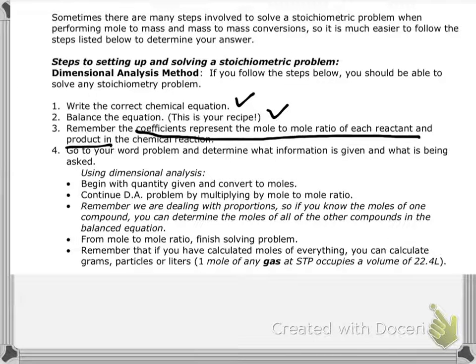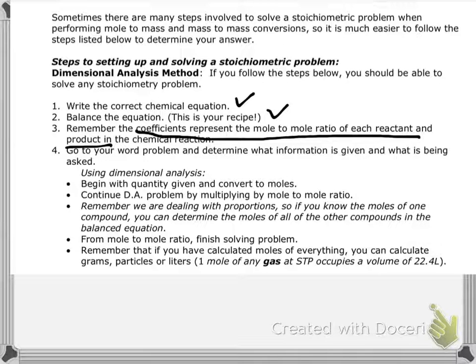Then you're going to look at your problem you're trying to solve for and figure out what it's giving you and what it's asking you to find. So whenever you use dimensional analysis, you're always going to start with whatever quantity is given to you. Make sure that you're writing down the number and the units and the symbol of whatever it is that's given to you so that you keep track of what you're canceling out and what you're keeping in this whole dimensional analysis setup. The first step, if you're given grams, you're going to have to convert it to moles.